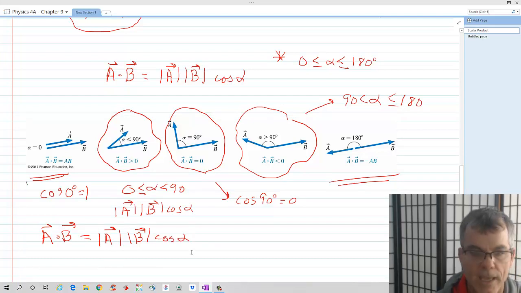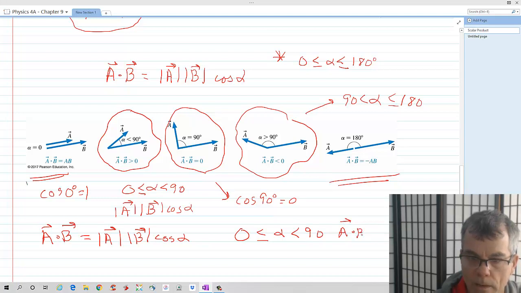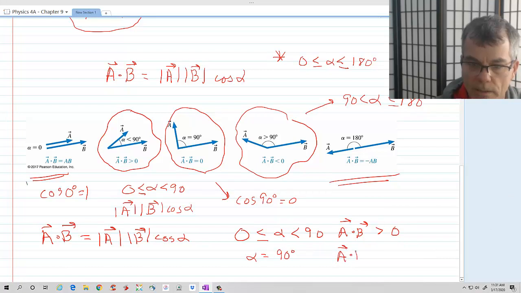So let's just look at our possibilities. If the angle is between 0 and 90 degrees, the dot product of A dot B is going to be greater than 0. If the angle between the two vectors is 90 degrees, then our dot product is going to equal 0.